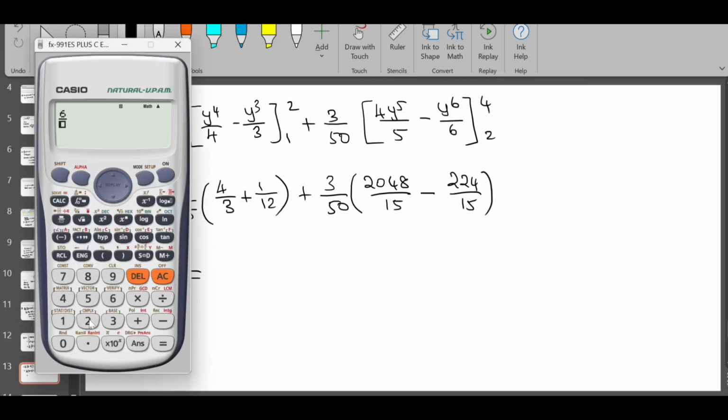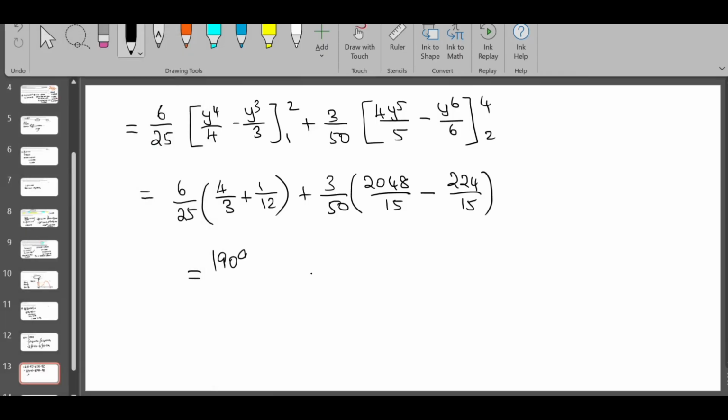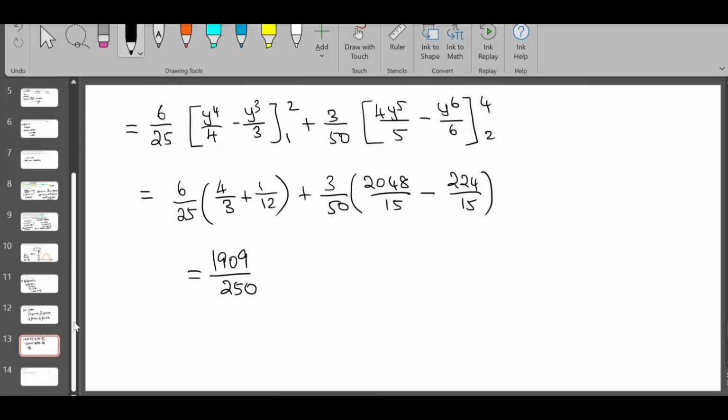So 6 over 25 times 4 over 3 plus 1 over 12, plus 3 over 50 times 2048 minus 224 divided by 15. That gives 1909 over 250. 1909 over 250 is the value of E of x square. Leave it as it is, do not change it to decimal.